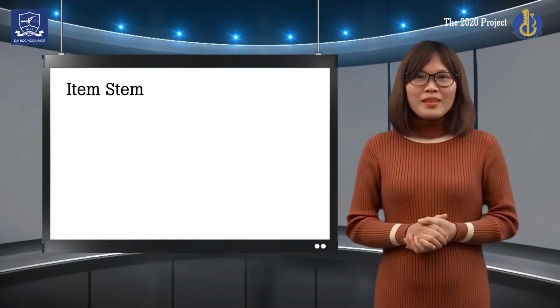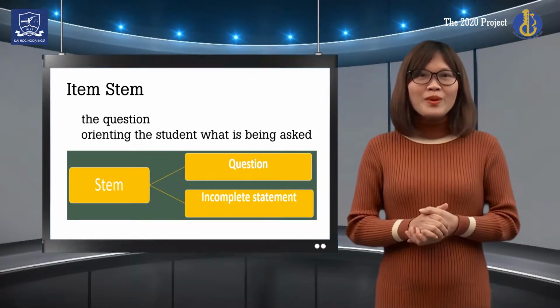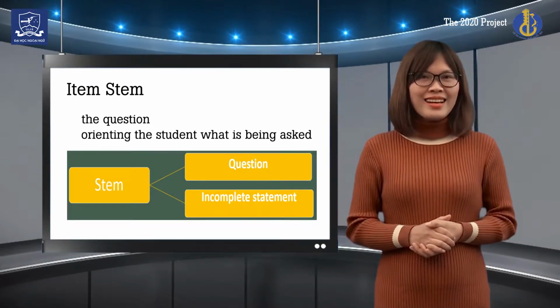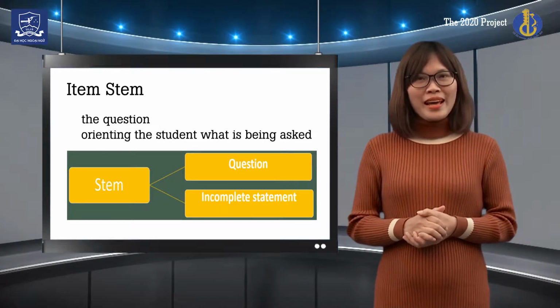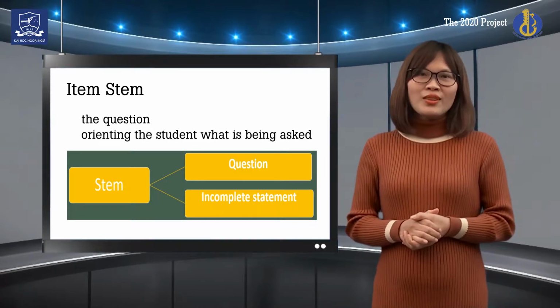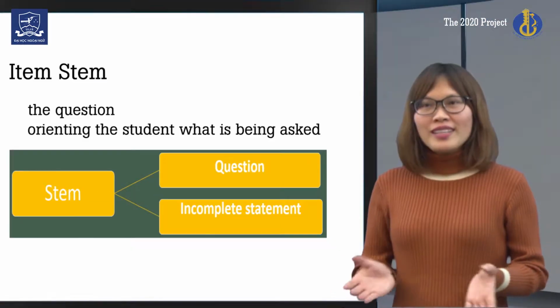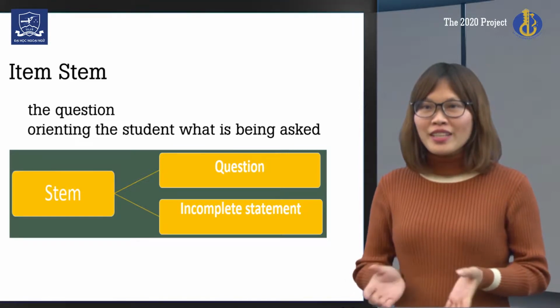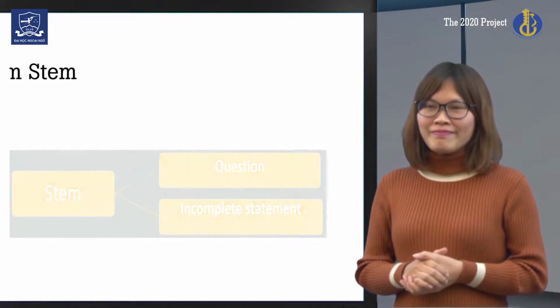The item stem is essentially the question. It serves the purpose of orienting the student to what is being asked. There are two basic formats for a multiple choice item stem: question or incomplete statement. Regardless of the format used, the following four guidelines apply to constructing the stem of a multiple choice item.